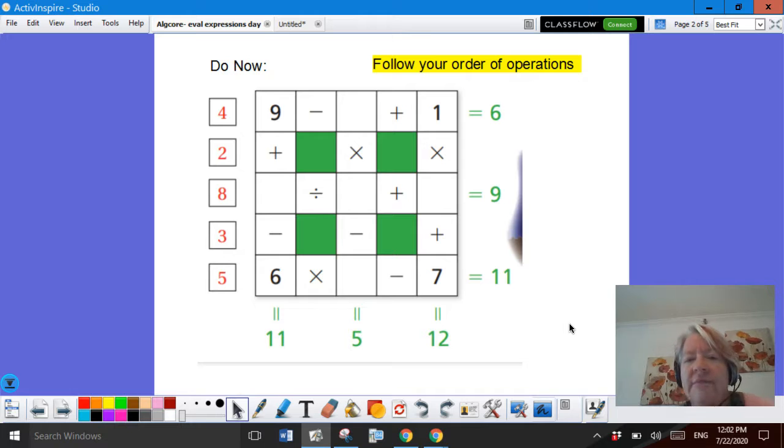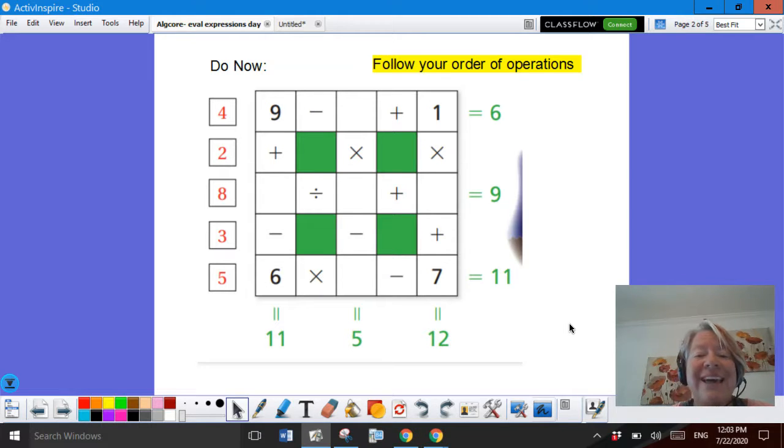So to get our head wrapped around order of operations again this morning, I want you to hit pause and try to figure out this puzzle. Your goal is to use the order of operations and place these numbers 4, 2, 8, 3, 5. You can only use them once in each of these boxes.